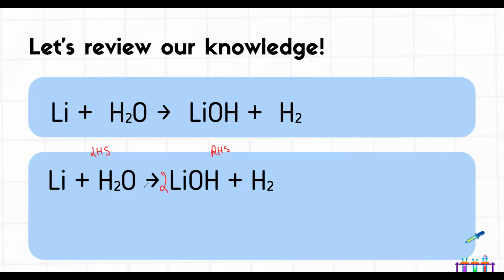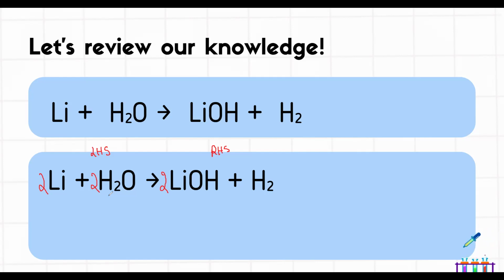Here, as we added 2, hydrogens are balanced now, and then lithiums we have to balance. We'll balance the lithiums. That's also done. But what about oxygen? The 2 will also apply to oxygen. If it applies to lithium and hydrogen, won't it apply to oxygen also? Yes, it will. So on the left hand side, we'll add 2 at the front to give oxygen 2 atoms. But now on the left hand side, there are 4 hydrogen atoms. And on the right hand side, also there are 4 hydrogen atoms.